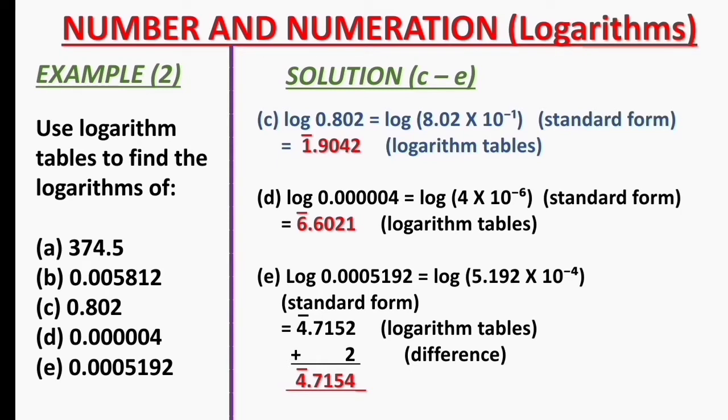For question 2D, the logarithm of 0.000004 is bar 6.6021, coming from standard form and logarithm of numbers table. While for question 2E, the logarithm of 0.0005192 is bar 4.7154. I hope you got these questions right.